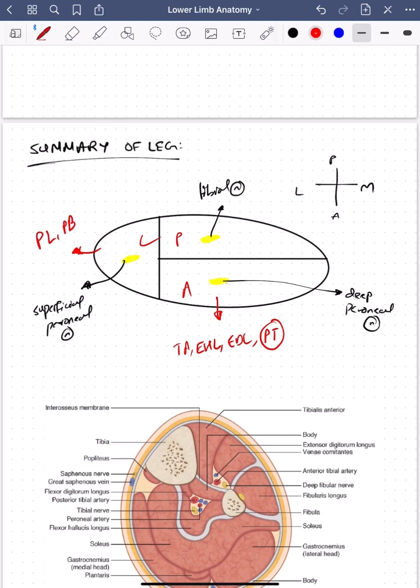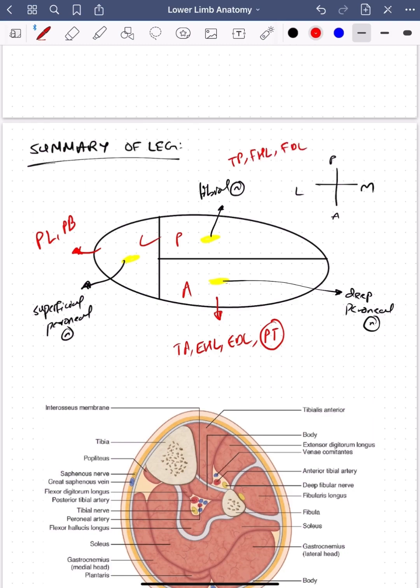And finally in the posterior compartment, we said that it is divided into the superficial and deep group. The superficial has three muscles, and they form the Achilles tendon and are inserted into the calcaneum. And the deep muscles are the exact opposite of the anterior group of muscles, and these are the tibialis posterior, flexor hallucis longus, and the flexor digitorum longus.